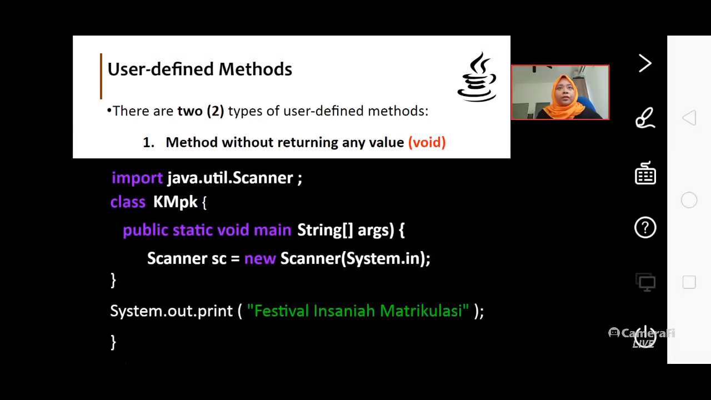Okay, there are two types of user-defined method. The first one is with the term void. Void means that the method is without returning any value, no return value. For example, we have a class named KMPK, and we just want to System.out.print "festival inside matriculation". There is no value returned here. They only want to print the statement, so this is what we call a method without returning any value, which is a void method.